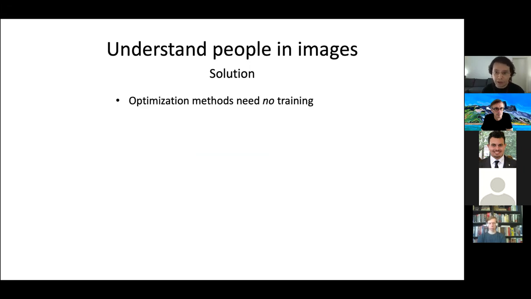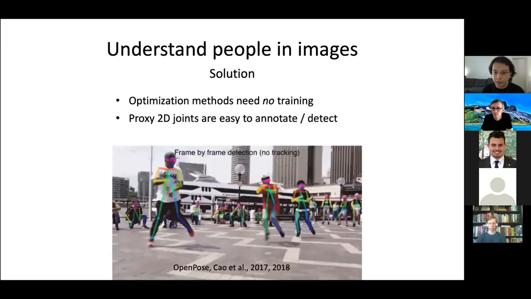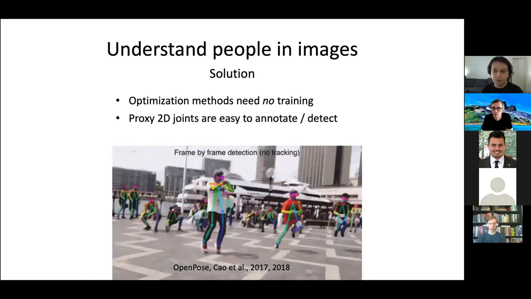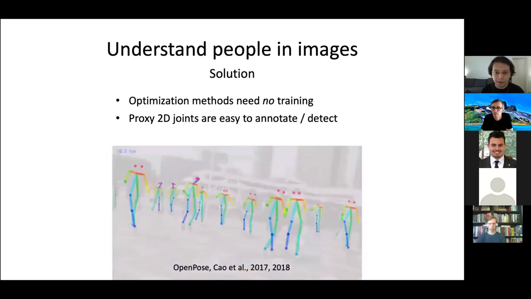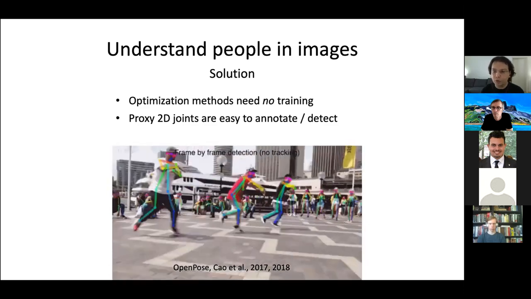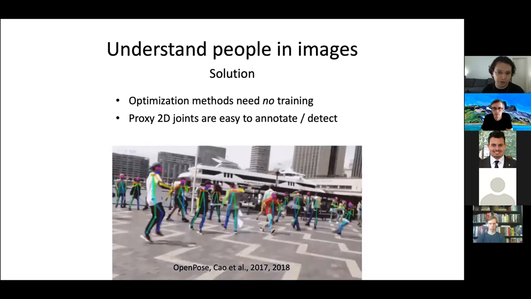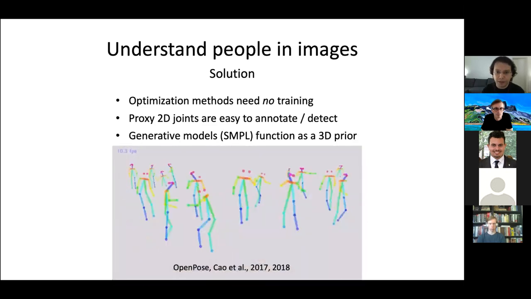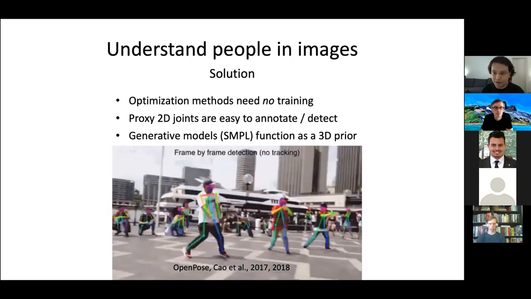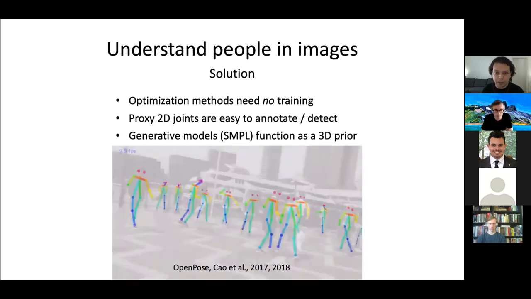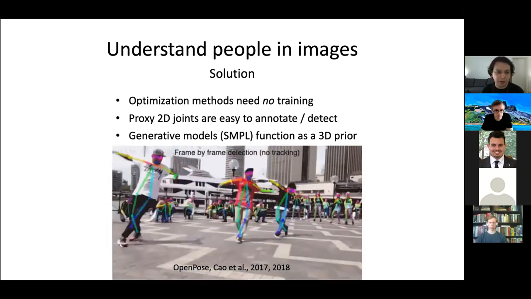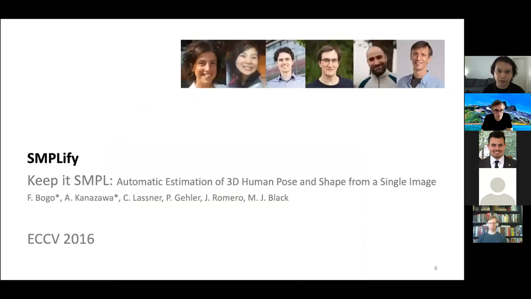First, traditional optimization-based methods need no training. Second, in contrast to 3D, 2D body joints are easy to annotate. Deep learning models, like OpenPose, can robustly detect 2D joints in images. Third, generative models like SMPL function as a strong prior by capturing the statistics of 3D body shape across a big human population. All these come together in the SMPLify project presented at ECCV 2016.